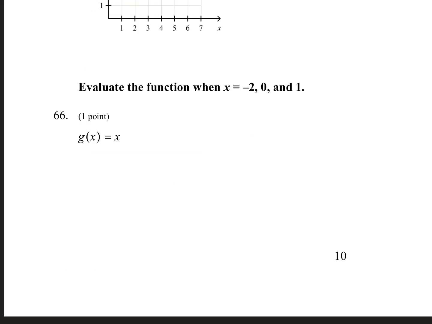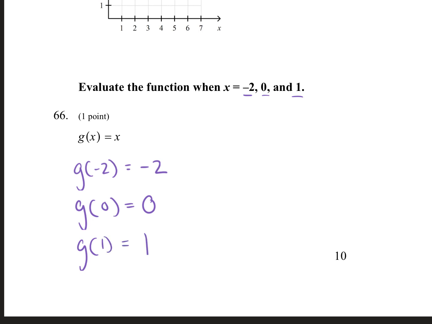For 66, when it says evaluate the function when x is -2, 0, and 1, we just plug those in. So first I want to see what g of -2 is. What happens when I plug in -2 into x? What's my answer? -2. We're not doing anything, so it's just -2. Then I have g of 0, 0, and g of 1, 1. So if there was more math going on, you would have to solve, but we're just plugging it into the x. So here it's just x.